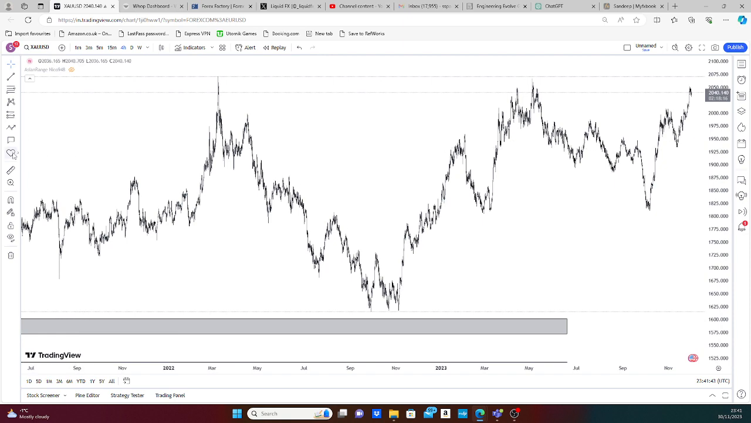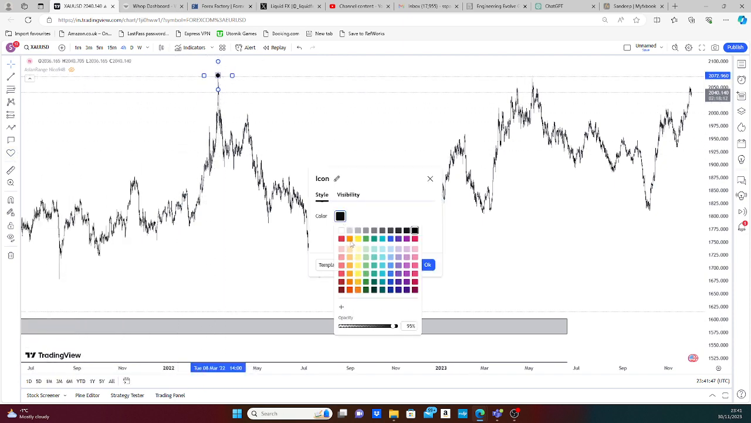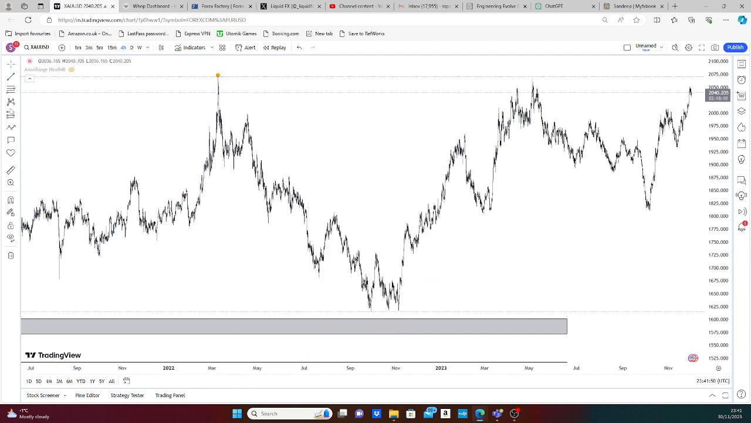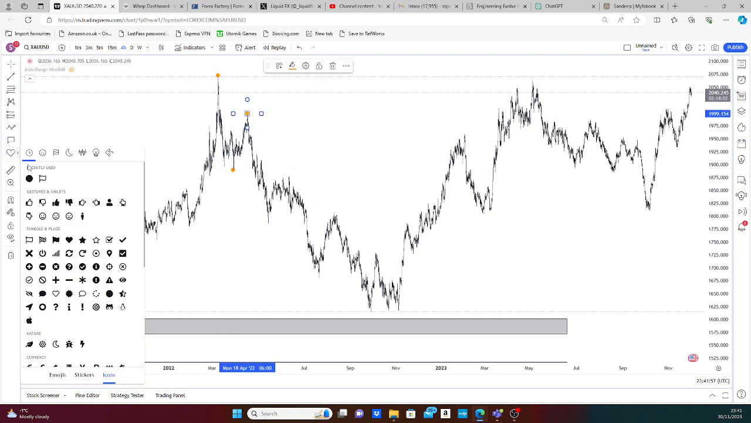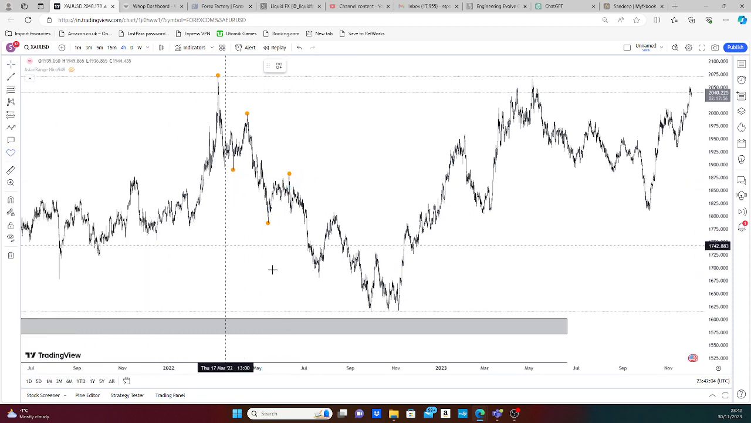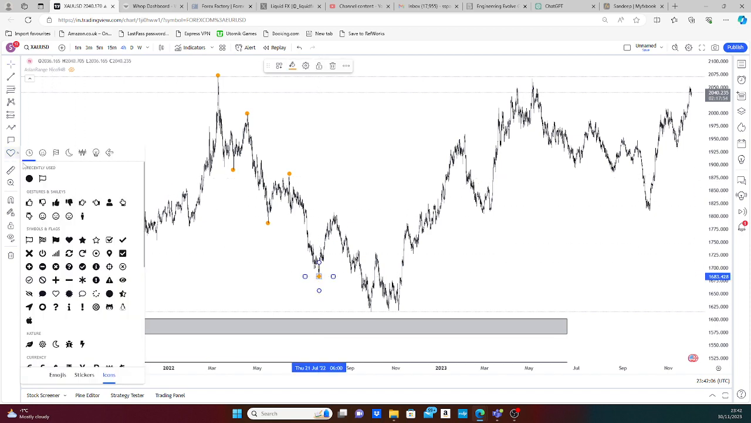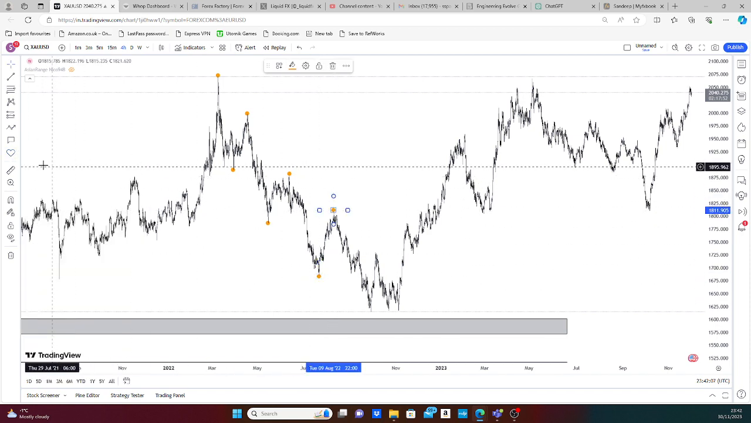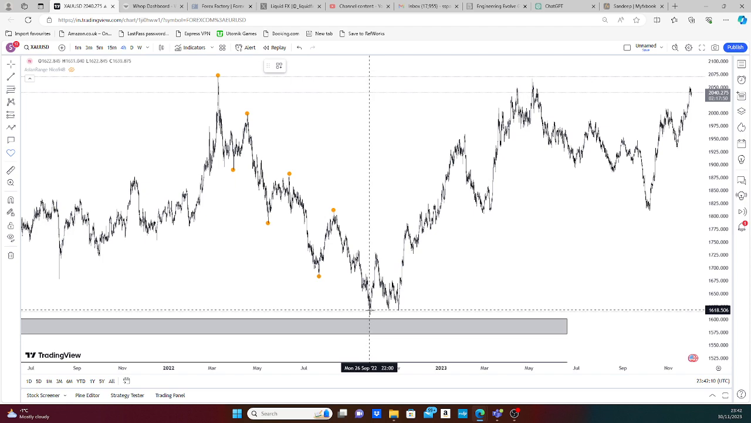So what you can do is mark out your structure in a different color. I recommend, from the high, we'll make this orange because it's daily structure. We mark out the high, and we just mark out the low from the most recent high to the most recent low. So we have highs and lows in the market being printed. And we see another high over here. And we see price come down and make a low. We see price make a high. And we see price make a low over here.